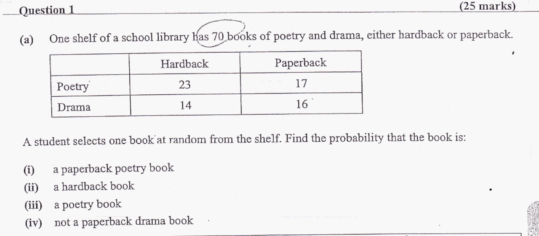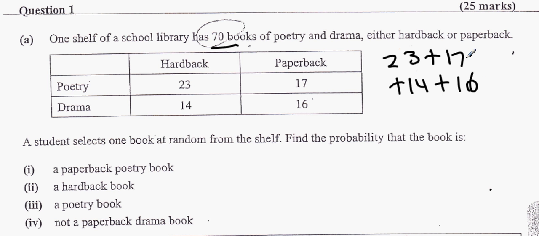Okay, one shelf in a library has 70 books of poetry and drama, either hardback or paperback. Students select one book at random from the shelf. Find the probability that the book is a paperback poetry book. Okay, so add all the books together and you get 23 plus 17 plus 14 plus 16. There's 70 books in total. So paperback poetry book would be 17 out of 70.